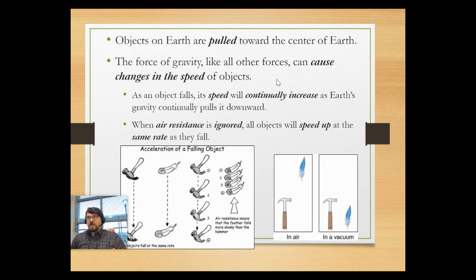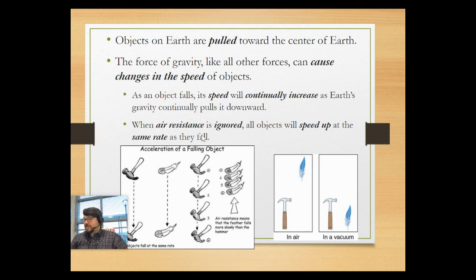Well, friction slows it down. Gravity can cause things to speed up. You jump out of an airplane, you start falling, and you're going to accelerate at 9.8 meters per second squared until you reach your terminal velocity. Gravity's going to cause you to go faster and faster, continually increasing as you pull downward. If air resistance is ignored, all objects will speed up at the same rate. So if you take away the air resistance, a hammer and a feather will accelerate at the same rate.